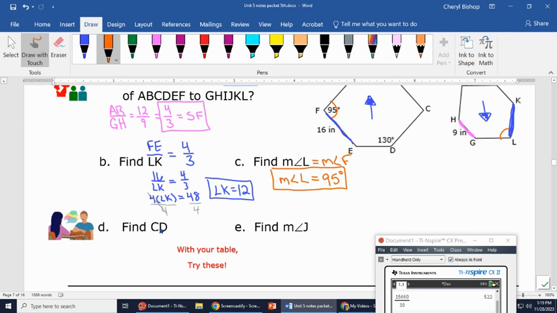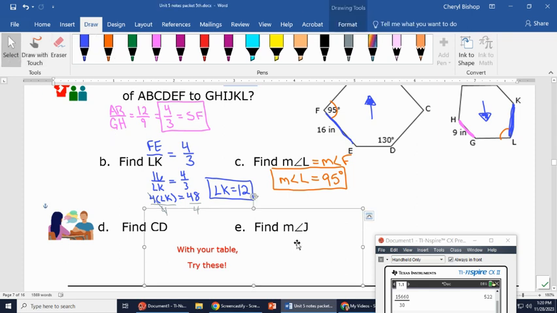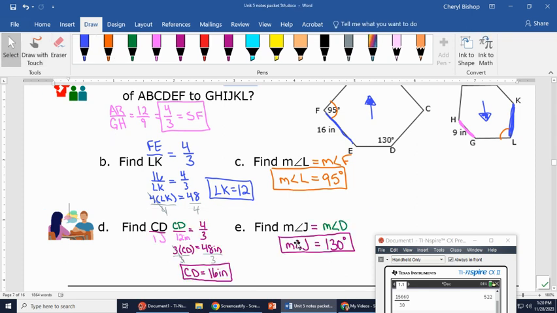For C or D, did you put CD in the top or the bottom? Top. So this A, B, C, D, E, F always goes on top. So CD should be on the top of IJ. So CD over 12 equals, it's going to reduce to that same 4/3. And then when I cross multiply, 3 times CD equals 48 inches. Divide both sides by 3, and CD is going to equal 16 inches.